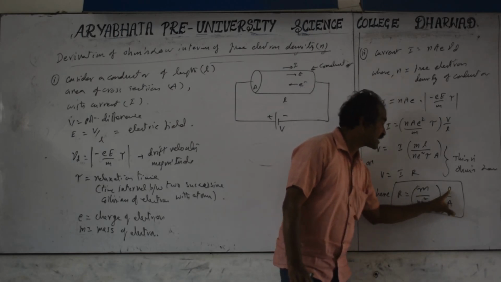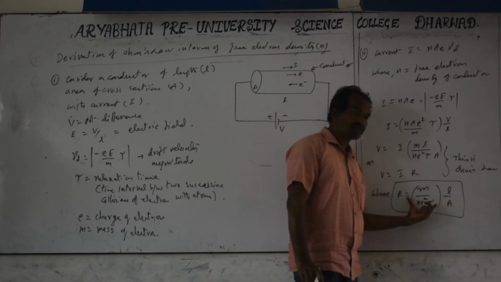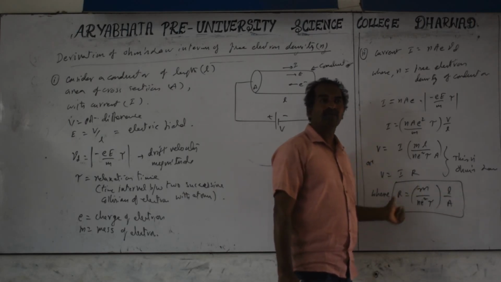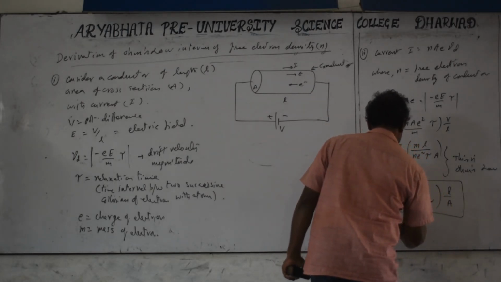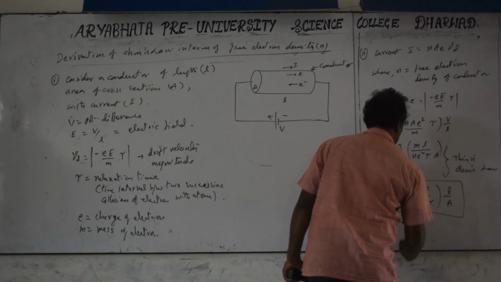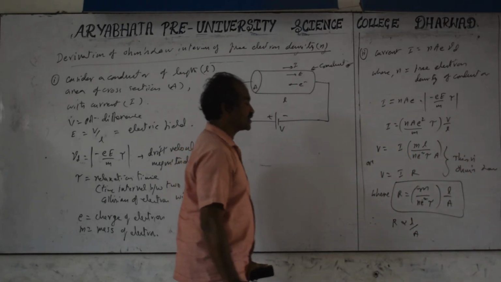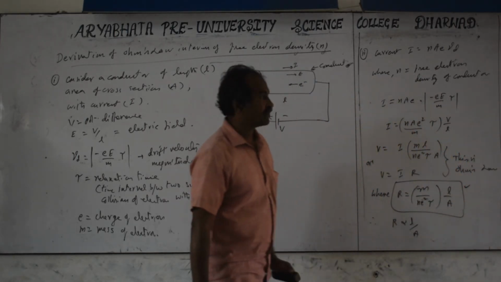Suppose the physical length is fixed, L and A should be fixed. But I can change L and A, and we can change the resistance. More length, more resistance. So we can take this as R is proportional to L and inversely proportional to A. Remaining all are constant terms. This is an expression you need to remember for the resistance in the microscopic form.